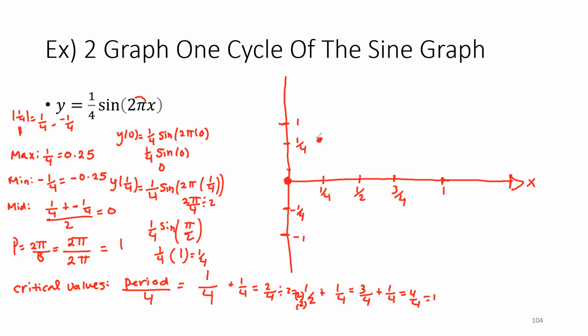Okay, so that's good because we know it went from the midway to the max, and then at 1/2, it has to go through the midway again because it's a cycle. And then at 3/4, it has to go through the minimum, which is -1/4. And then at 1, you start at your midway again. So you see the cycle, right? We went from midway to max, and then midway, minimum, and then midway. It's just a repeating cycle. Okay, that is your graph.